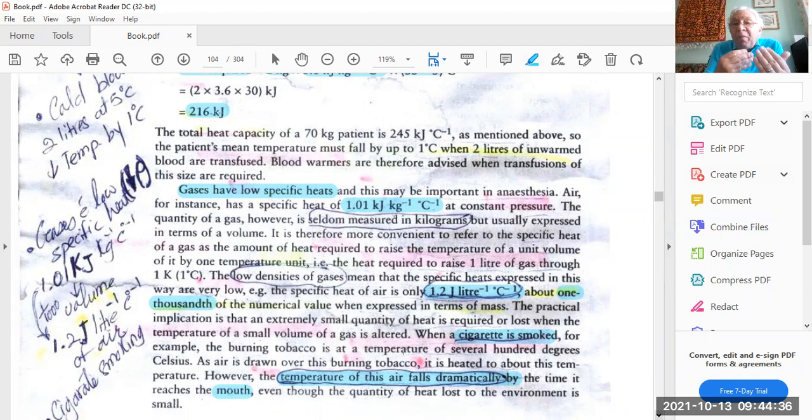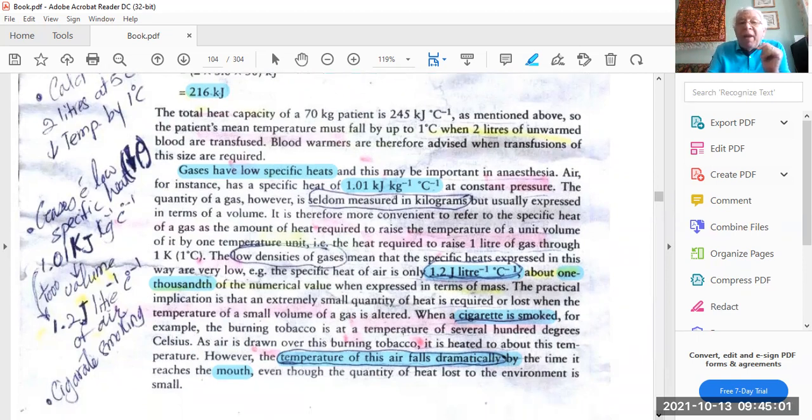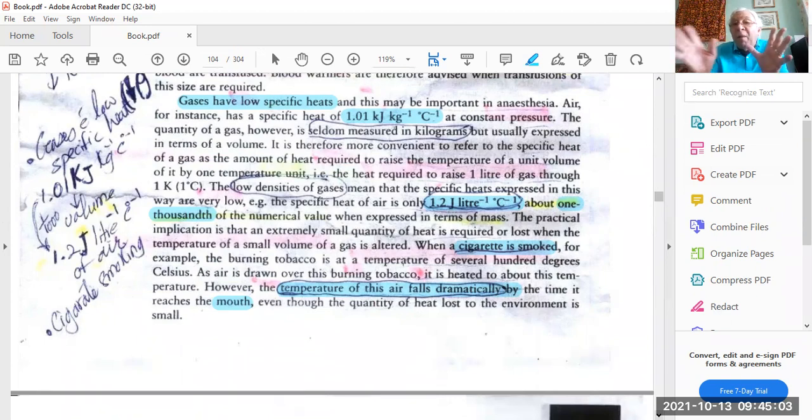will actually be 1.2 joule for every liter for every degree Celsius. These 3 items. So the kilogram figure 1.01 is substituted by 1.2 to shift from kilogram to liter. So it's around 1/1000th of the figure when considering a kilogram as a specific heat.